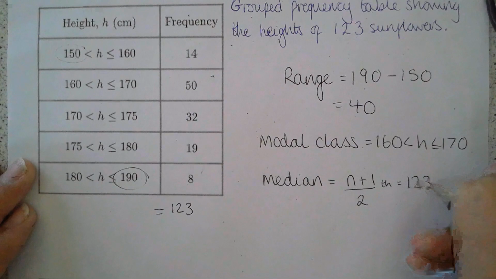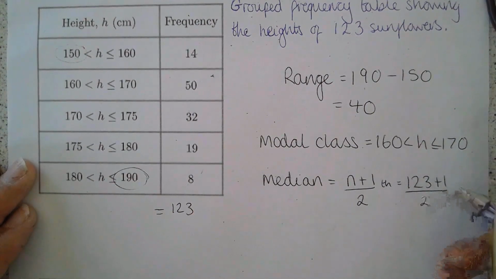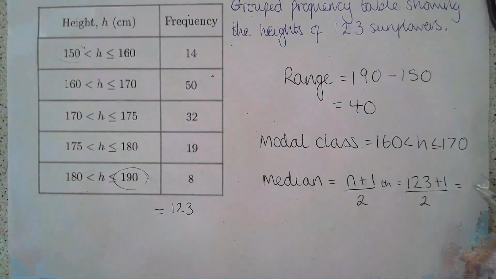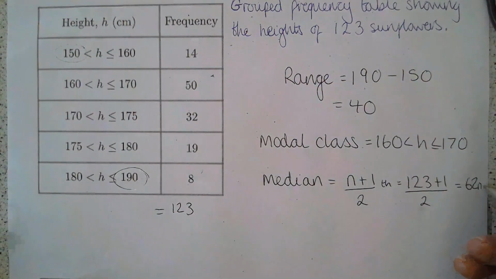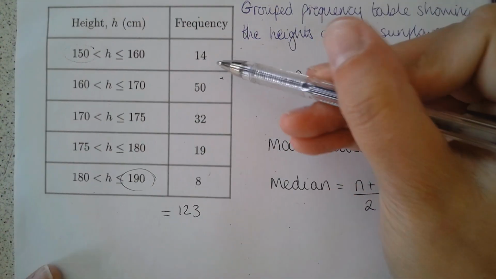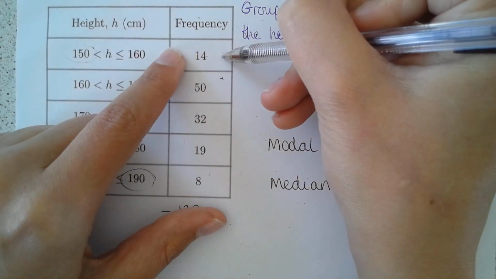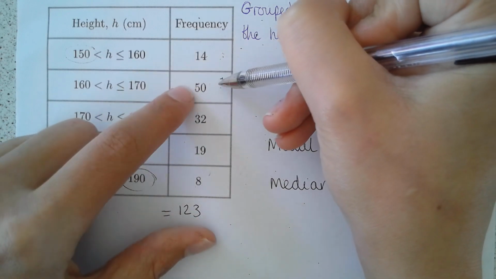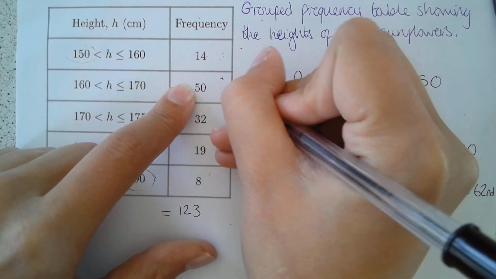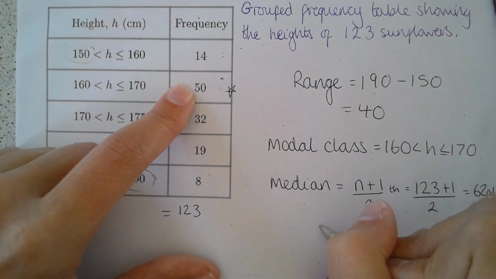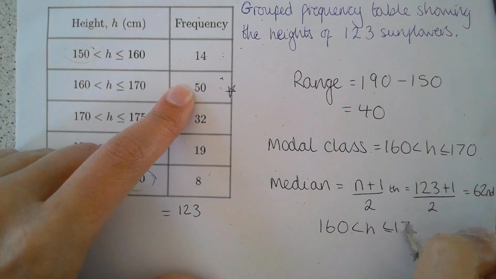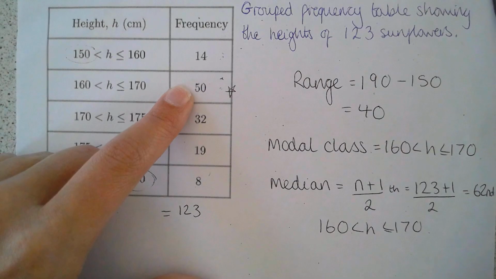So 123 plus 1 divided by 2. 124 divided by 2 is 62. So we need the 62nd number. We've got 14 in here and then 50 in there, so I know the 62nd sunflower is going to be in this section. So I know my median is going to be in the section 160 to 170. Okay, and then we're going to look at the mean on the same table.